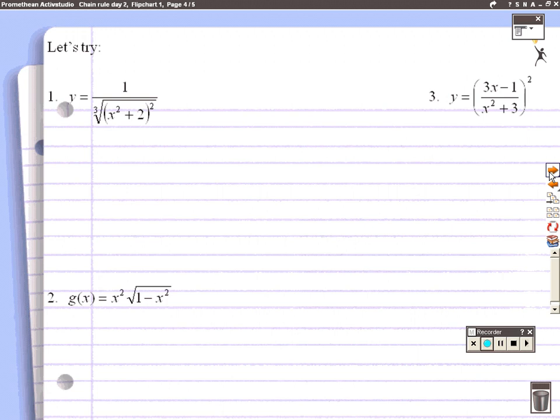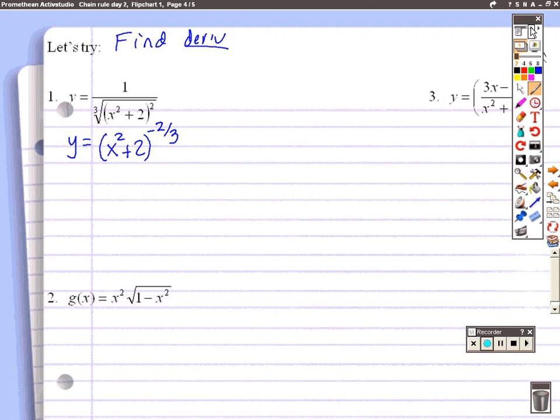Alright, so here we go. Problem number 1. We're trying to find the derivative of all of these, and we have a series of things going on here. First of all, notice that my function is in the denominator, so I'm going to apply a rewrite. I'm going to change this into x squared plus 2 raised to the 2/3. Now we're moving it to the numerator, so we have to make the power negative 2/3.